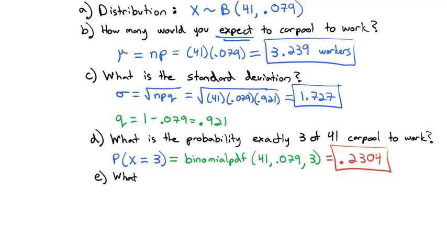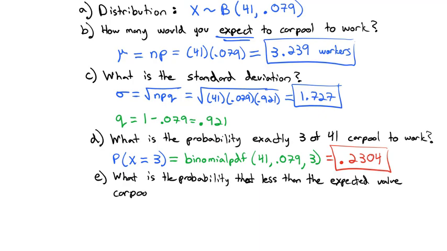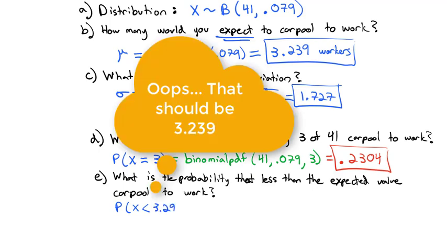What is the probability that in my survey, less than the expected value carpool to work? In other words, we want the probability that x is less than the expected value, which we found in part B was 3.293. Well, this is a discrete distribution.